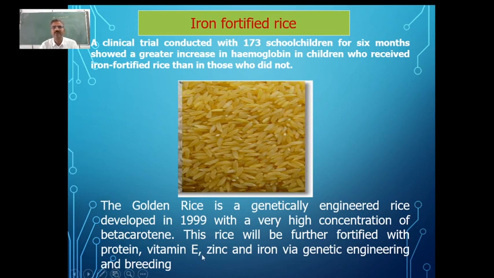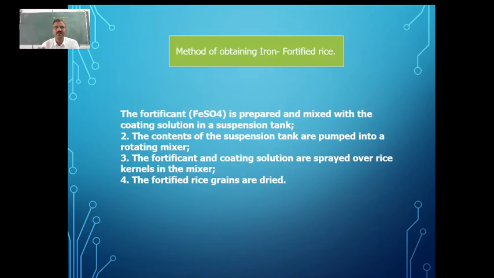And they want to further fortify this with proteins, vitamins, then zinc and like that. Now they are fortifying many things with many nutrients in this case. So these are some of the examples which have been given in this case. So how this iron fortified rice has been obtained, you can see in this.